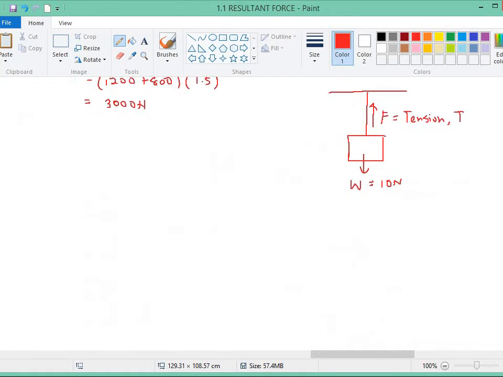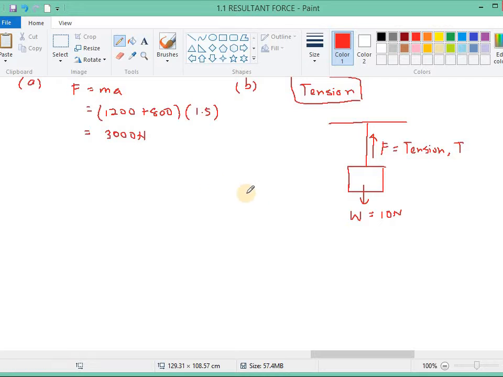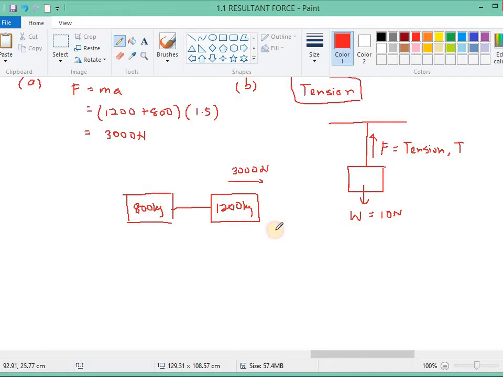Let's say this is the car, 1200 kilogram, and this is the caravan, 800 kilogram. There is a coupling here. The pulling force, 3000 newton, comes from the car. One part of this 3000 newton acts on this 800 kilogram and makes it have an acceleration of 1.5 meter per second per second.